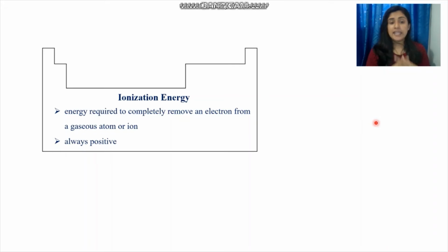Next is ionization energy, the trend that is shown in the case of ionization energy. Ionization energy, as we know, is the energy that is required to completely remove an electron from a gaseous atom or ion in its ground state. And this ionization energy is an energy that is required, so energy required is always a positive value.